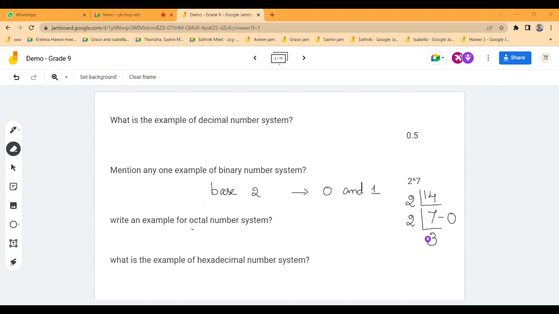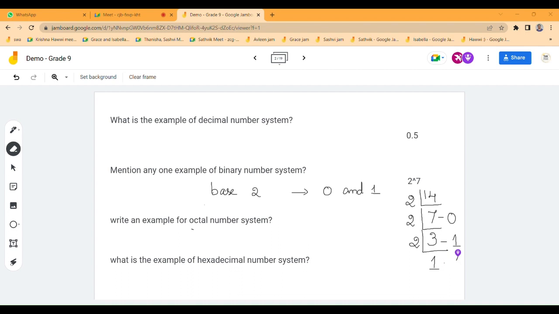What's the remainder? One. Again you divide. What will come? Three minus two. You said to divide it by two. Three minus 2 means 1. We can put 1 now. Balance? We have one.